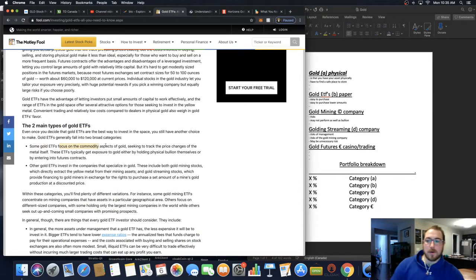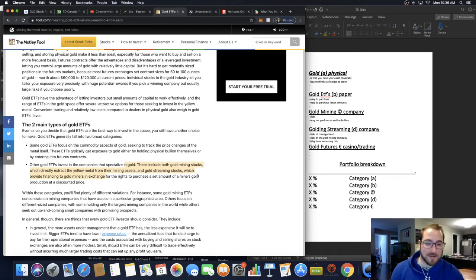Some ETFs focus on the commodity aspects of gold, seeking to track the price changes of the metal itself. These ETFs typically get exposure to gold by either holding physical bullion themselves or by entering into futures contracts, right? So we're looking at the futures contract. Other gold ETFs invest in the companies that specialize in gold. These include both gold mining stocks, which extract the yellow metal from their mining assets, and gold streaming stocks, which provide finance to gold miners in exchange for the right to purchase a set amount of a mine's gold production at a discount price.